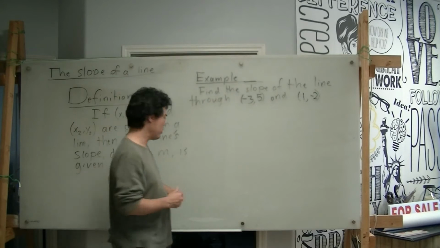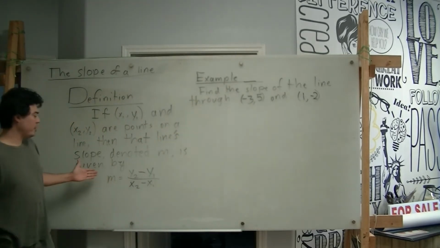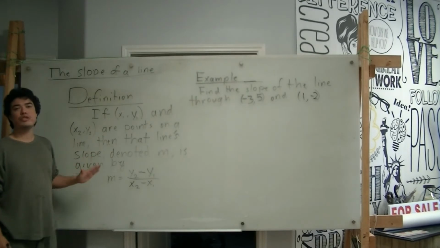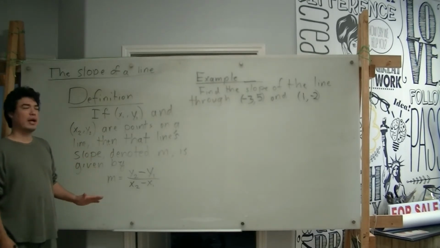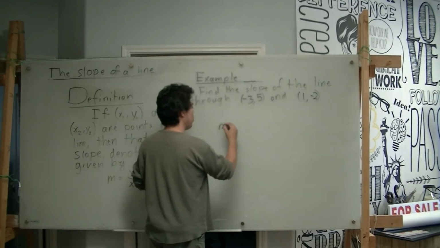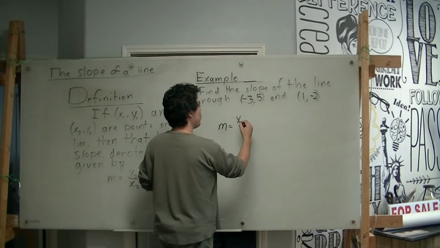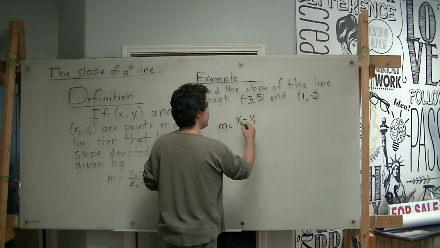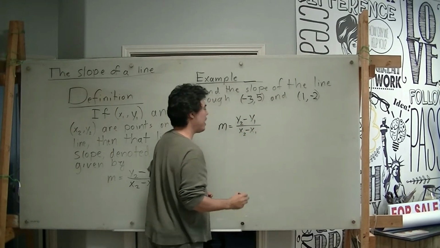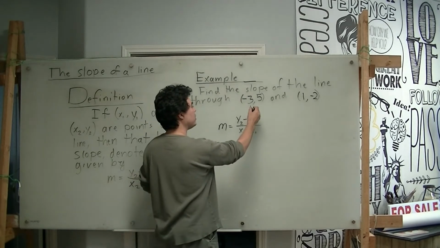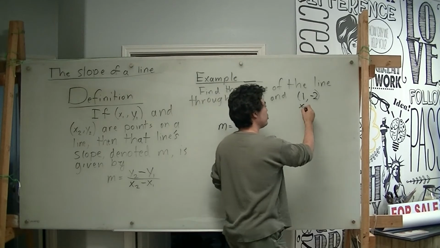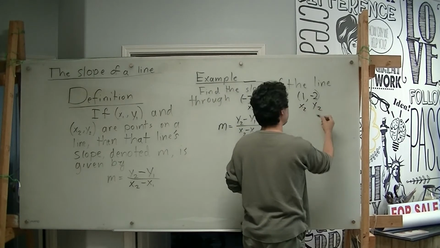So as before, I'm going to start by writing down my definition, which is the slope m is equal to y2 minus y1 divided by x2 minus x1. And now I'm going to label my points. This is my x1, this is my y1. This is my x2, this is my y2.